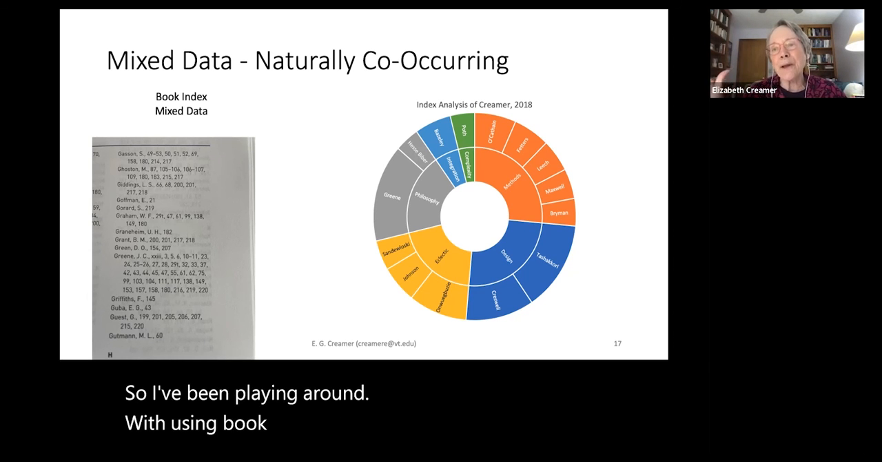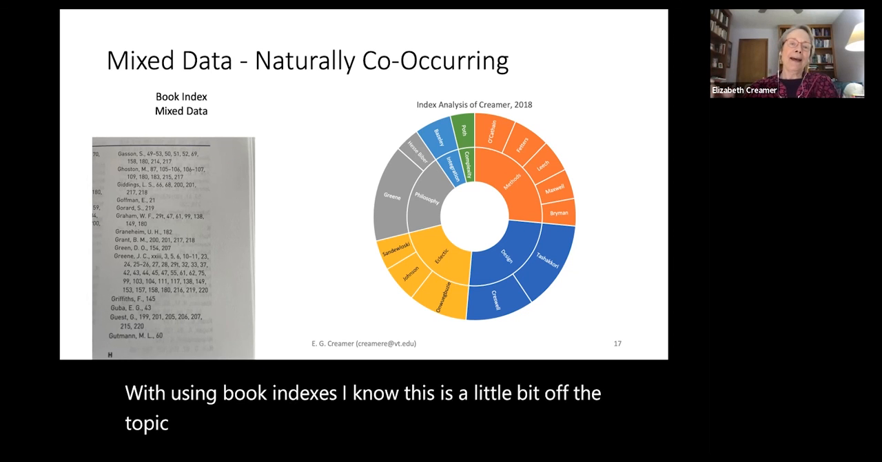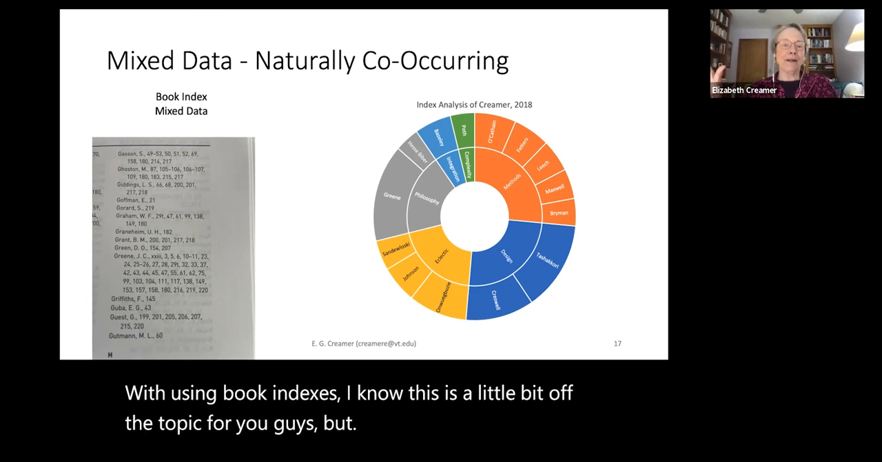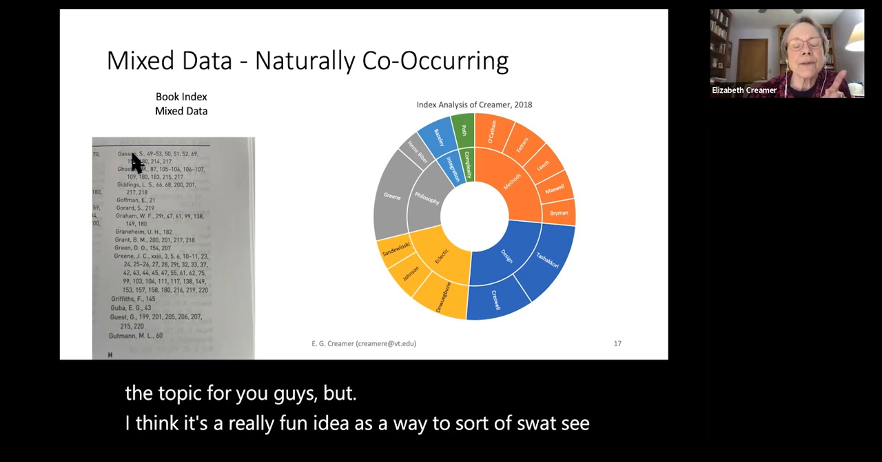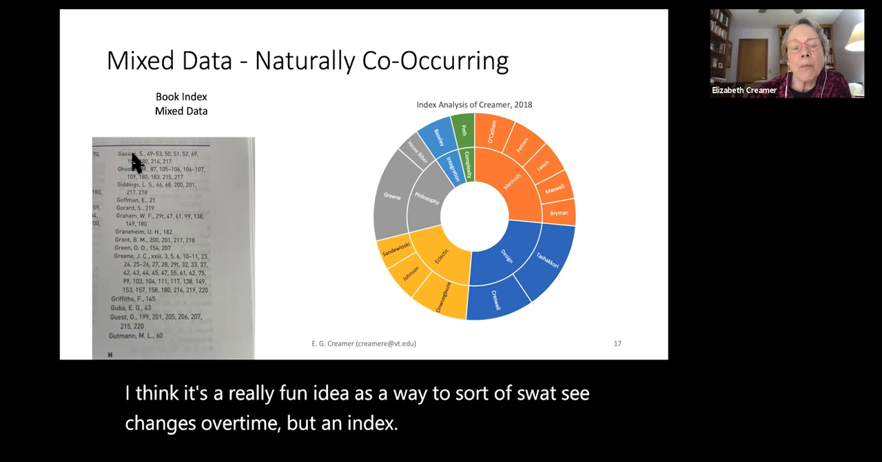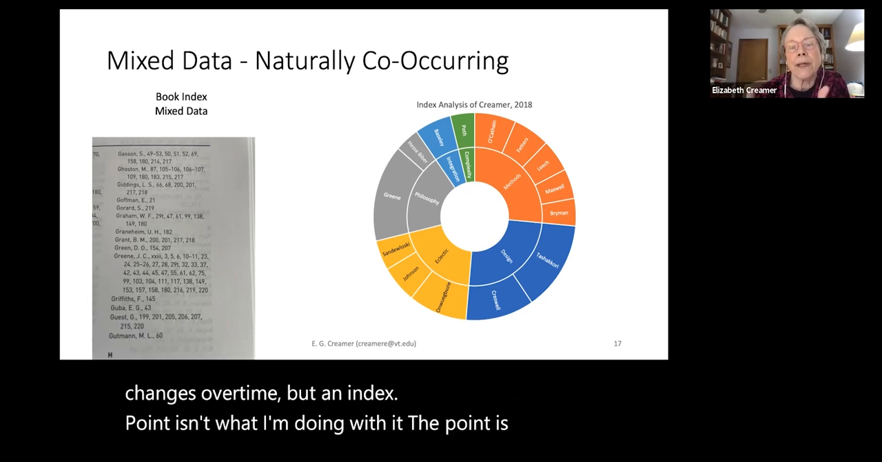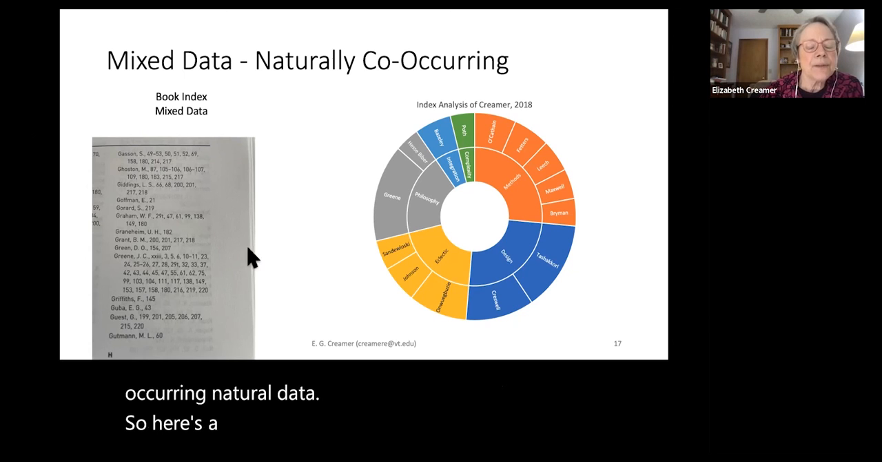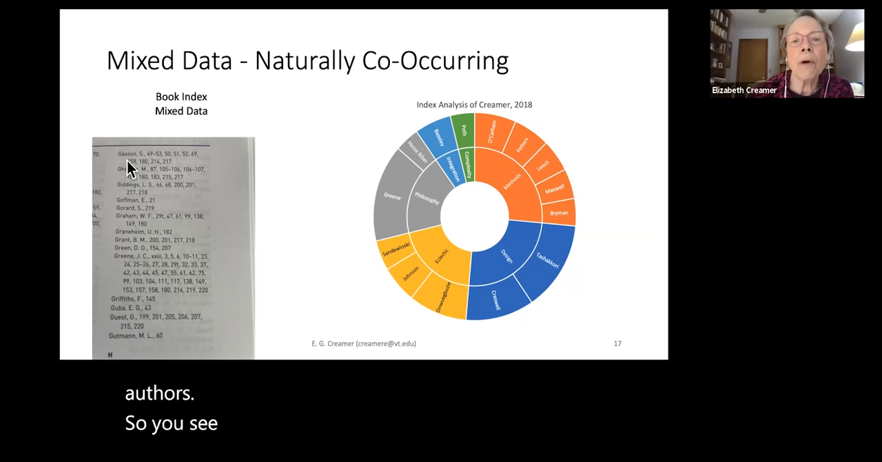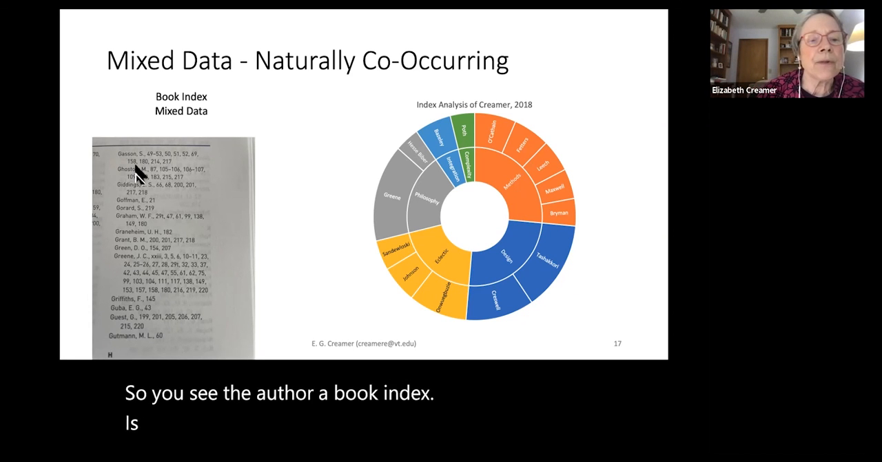So I've been playing around with using book indexes. I know this is a little bit off the topic for you guys, but I think it's a really fun idea as a way to see changes over time. But the index isn't the point of what I'm doing with it. The point is it's co-occurring natural data. So here's a book index. This is my index. These are authors. So you see the author in a book index is linked to the pages where they are cited.